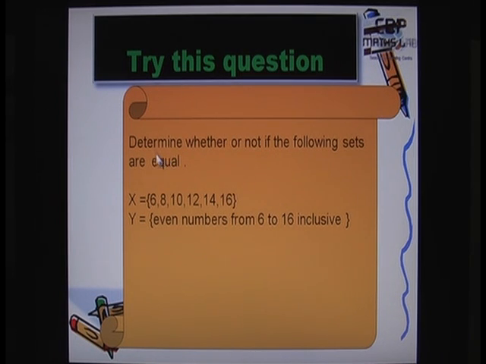You know the routine, right? Determine whether or not the following sets are equal. So X is equal to 6, 8, 10, 12, 14, and 16. And set Y is equal to what? The set of even numbers from 6 to 16 inclusive. What's your answer? Yes, they are equal. Do you know why? Let's see. Now all these are what? Even numbers, and they start from 6 and they end at 16. So that's what inclusive means, that you're going to include both the starting number and the ending number, and evidently you get the same elements when you list them. Good. So the answer is yes, they are equal.